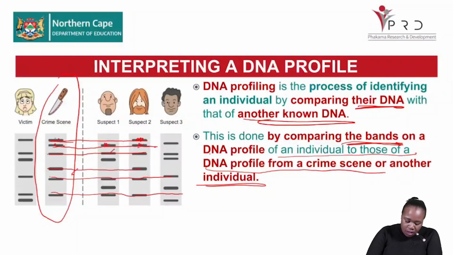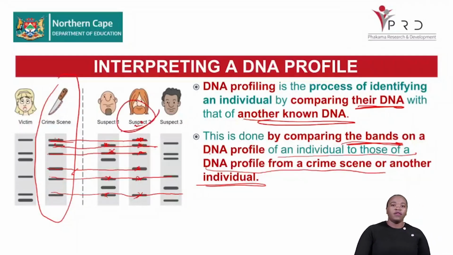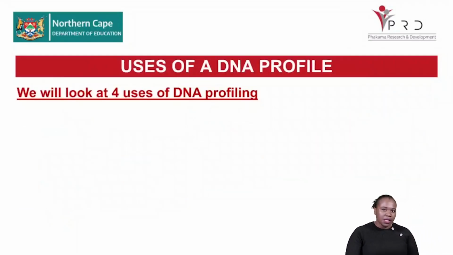You put stars like that, so that at the end you are able to count which suspect has more bands matching. So as we can see, suspect 2 matches with all of the bands from the crime scene. Then that places him in the crime scene.